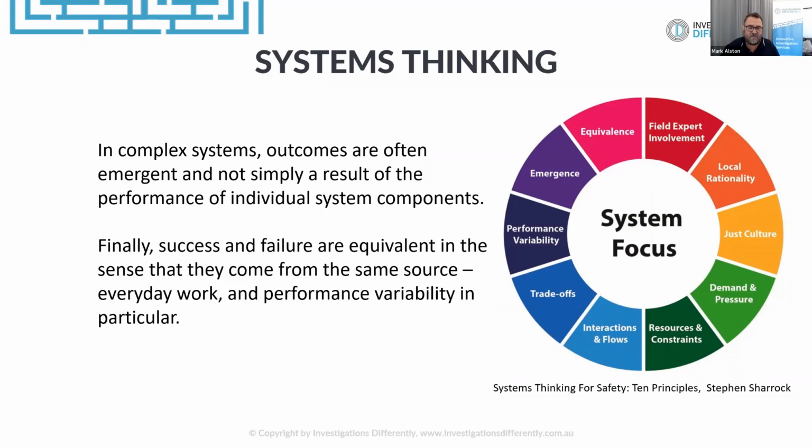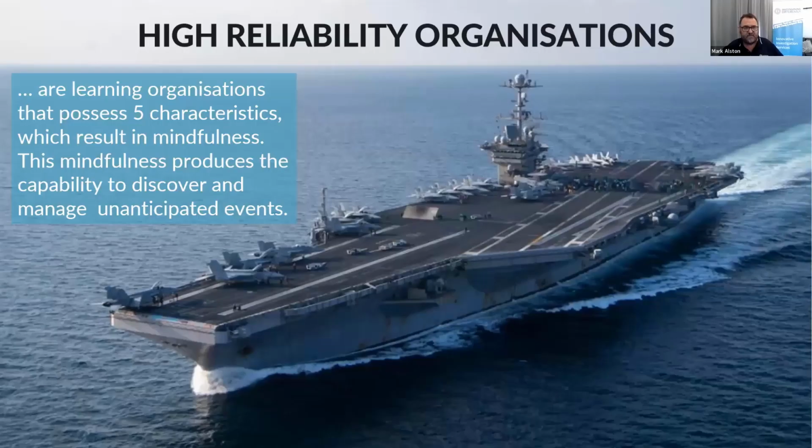And so as Shorrock talks about, these things, success and failure, emerge from the total system that we have, right? And they're equivalent. Success and failure come out of this. So this is where we need to start looking in our investigations, right, is our systems. Another area we should start looking is in high reliability organisations, right? And they call themselves a learning organisation, right? And they are learning organisations. They have these 5 common characteristics.